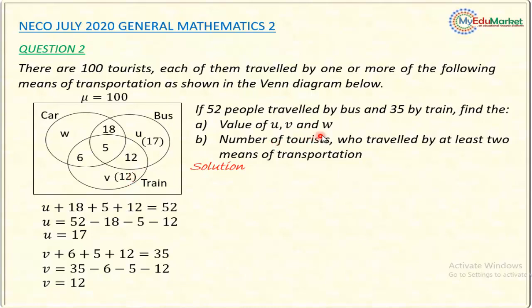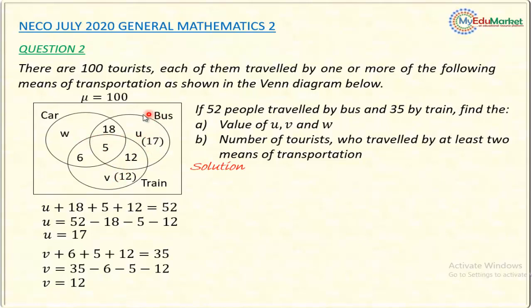So what remains is W. The questions didn't give us those that traveled by car. They only give us those that traveled by bus and traveled by train. But these values U and V are now obtained. So if I have U and V, the only missing value is W.